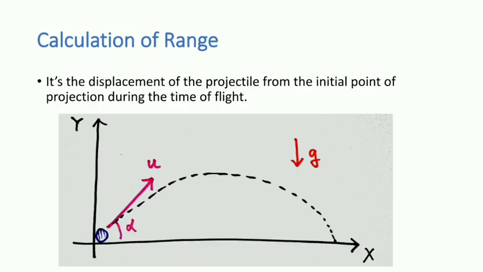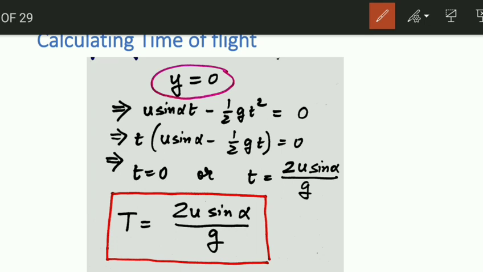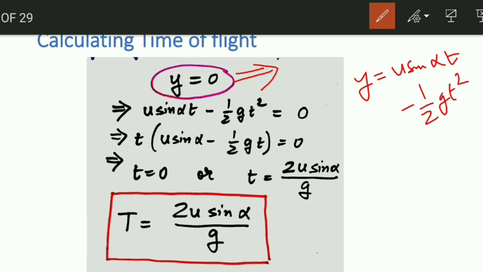Now how did we calculate the time of flight? Let's see. This is the fundamental condition, that is y is equal to 0. Now what was y? y is equal to u sin alpha t minus half g t square. So u sin alpha t minus half g t square, that we are equating to 0. Now we have taken out common t, so t into (u sin alpha minus half g t) is equal to 0.